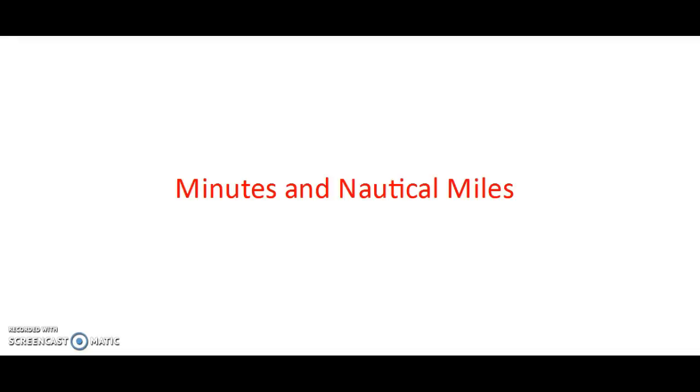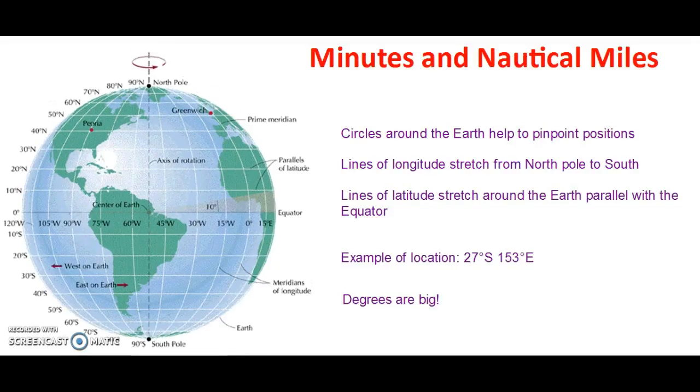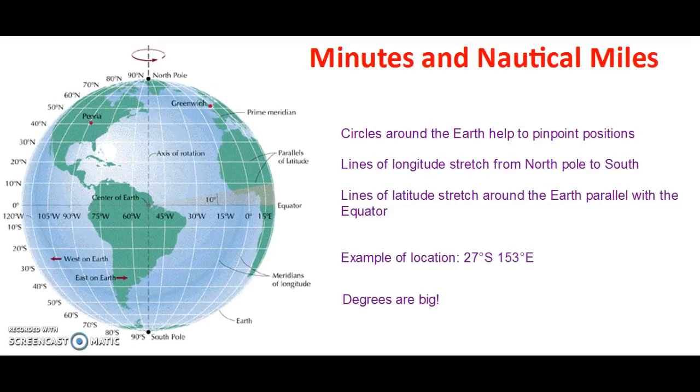Minutes and nautical miles. Still a quick review of Year 11 Geography. There are circles around the Earth that help us to pinpoint positions. Lines of longitude stretch from the North Pole to the South Pole. Lines of latitude stretch around the Earth parallel to the equator. An example of a location is 27 degrees south, 153 degrees east, which is the rough location of Brisbane.